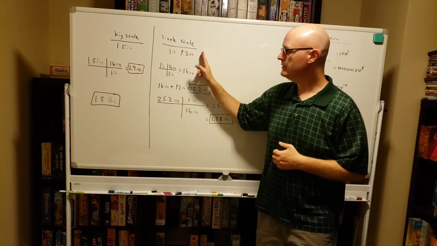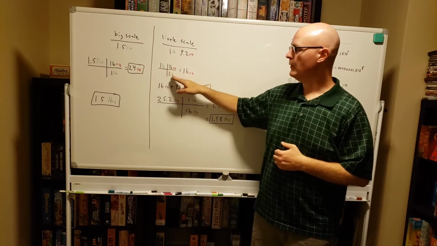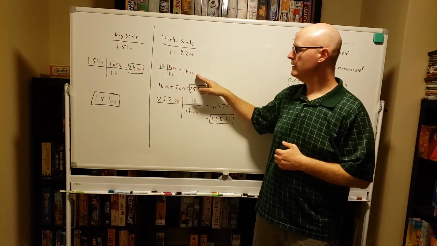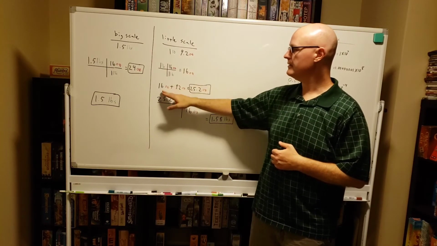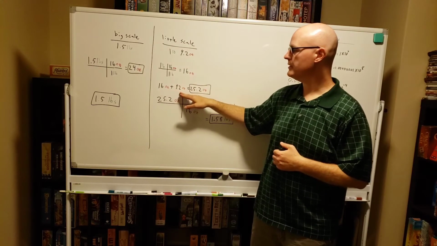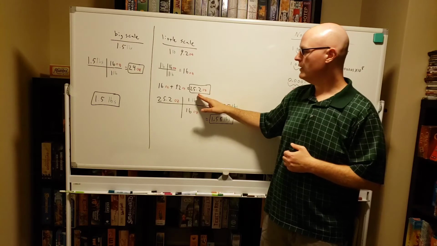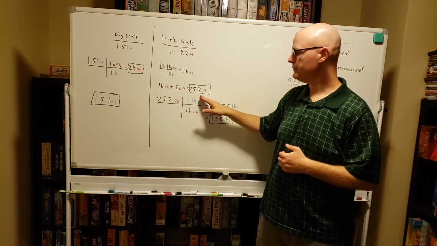And the little scale, again, 1 pound multiplied by 16 ounces divided by 1 pound. This gives me 16 ounces. I add this to this. I get 16 ounces plus 9.2 ounces gives me 25.2 ounces. We can see that from the scale that gave us three significant figures.